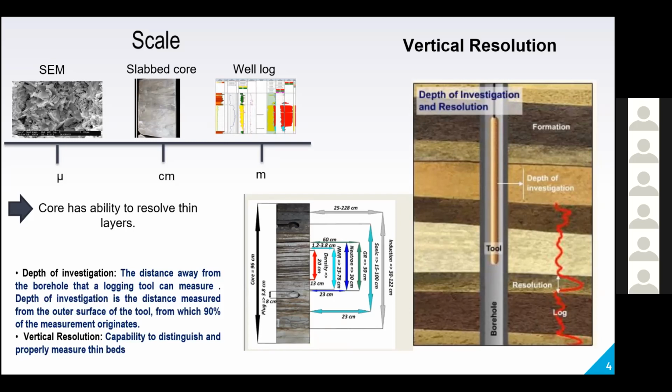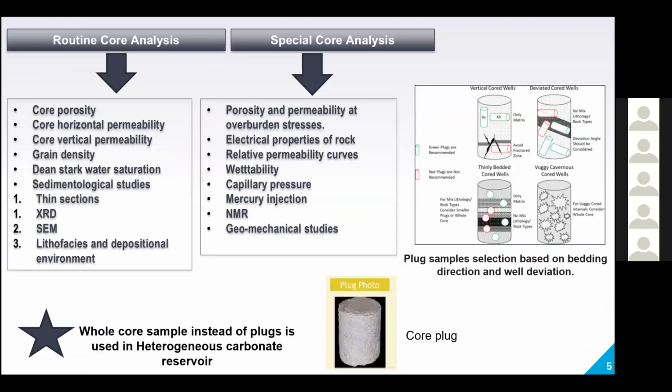There is a relation between the depth of investigation of the tool, meaning how much the tool can read in the formation, and the vertical resolution, where the vertical resolution of the tool is inversely proportional to the depth of investigation. The induction tool has the highest depth of investigation, while the density tool has the lowest depth of investigation. The density tool has the highest vertical resolution, as we see here, and the induction tool has the lowest vertical resolution.